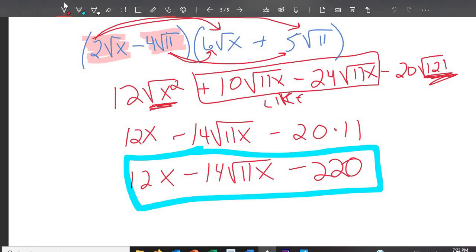Alright, so try to do the homework. If there's something on the homework that I didn't do, let me know and I'll go over it. But I'm pretty sure it's just straightforward multiplication and adding like terms, simplifying roots.